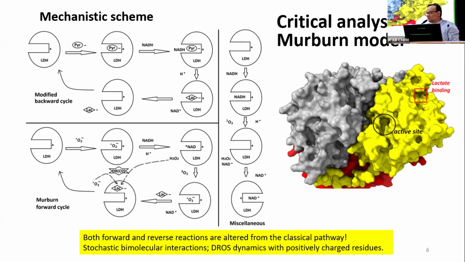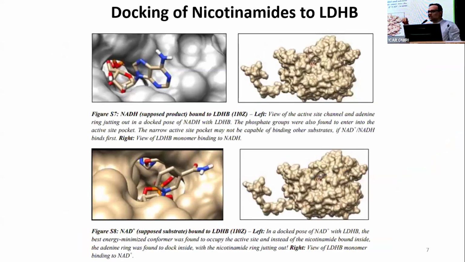You have more stochastic bimolecular interactions in the Murburn purview, and DROS dynamics is there because of positively charged residues which can stabilize it. So we docked also the nicotinamide because we were interested in seeing what would happen. So now if you see lactate being converted to pyruvate, NAD plus should become NADH and H plus. So NADH is the product. If you see pyruvate becoming lactate, NADH is the substrate and NAD plus is the product. So we interchanged NADH and NAD plus with both LDHA and LDHB.